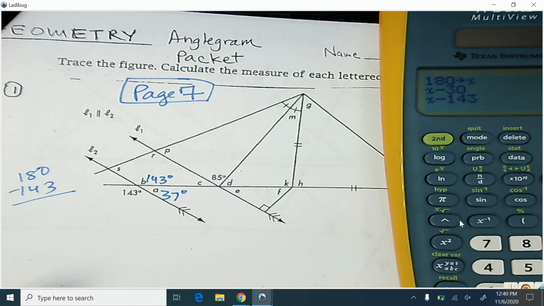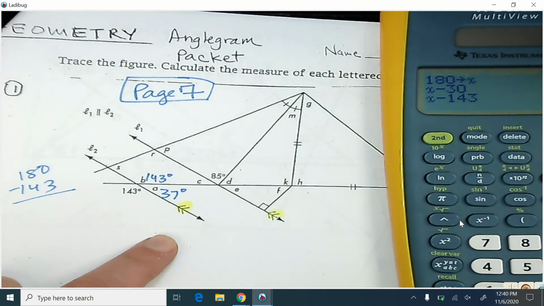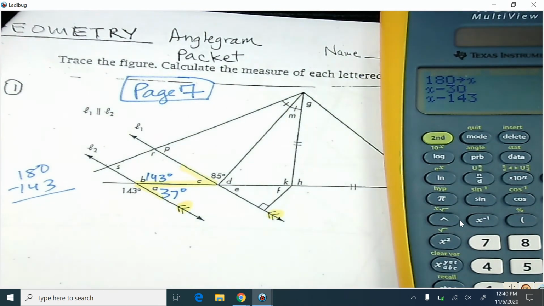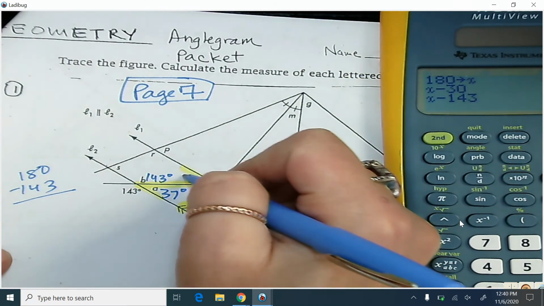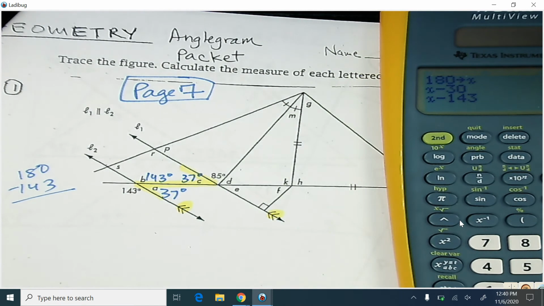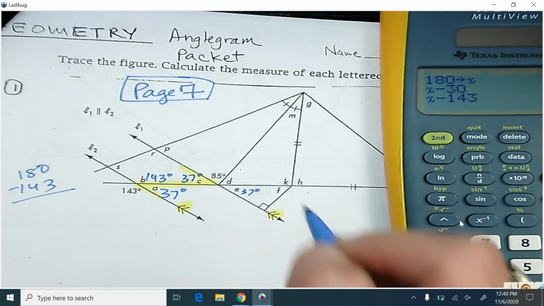And then you're constantly looking for the trick in these questions. Here I had parallel lines in this diagram, so these are alternate interior angles. That means angle C is also 37 degrees. And then vertical to angle C is angle E, which is also 37 degrees. So this is also 37 degrees.